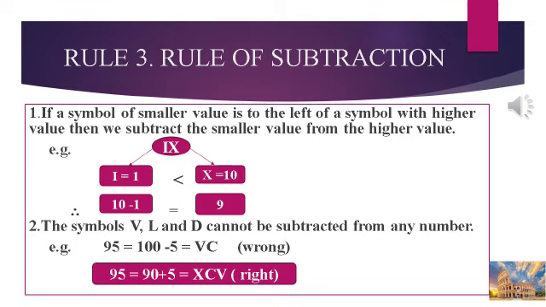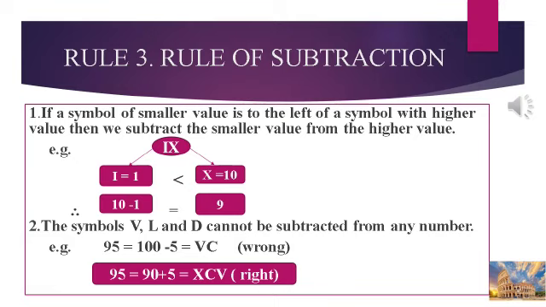Rule 3. Rule of subtraction. First rule, if a symbol of smaller value is to the left of a symbol with higher value, then we subtract the smaller value from the higher value. For example, let us consider the number IX, where I has a value of 1 and X has a value of 10. Here 1 is less than 10. So we subtract the smaller value from the higher value. Therefore, 10 minus 1 is equal to 9.